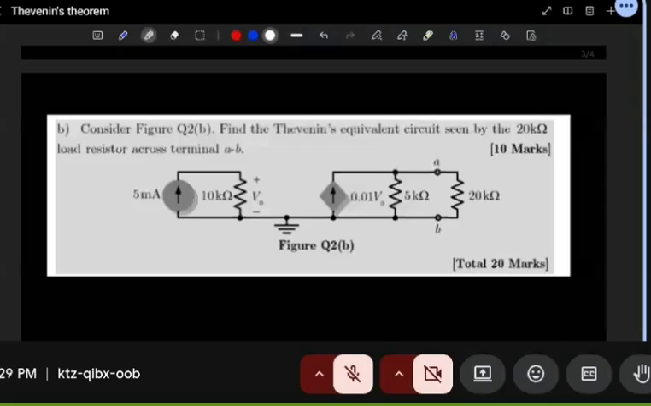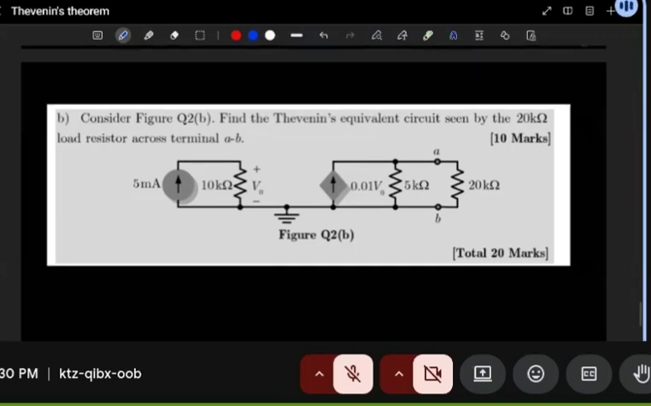So if you're going to work out a problem like this one, how do you do it? The first step, as always, if you are trying to go towards Thevenin's equivalent circuit, is to identify your load resistor. The load resistor is the resistor you're trying to analyze. In this case, you're analyzing the 20 kilo ohm resistor. That is the one which is going to be our load, and it's the resistor between the terminals A and B.